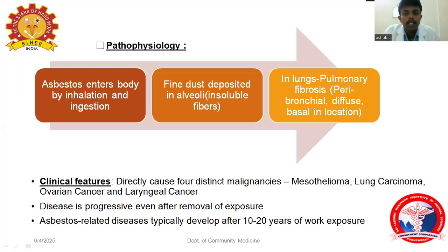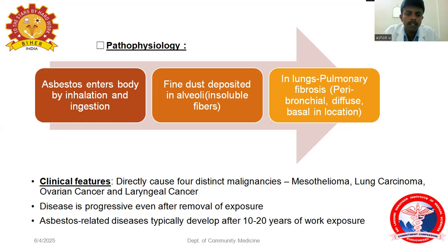The pathophysiology of asbestosis: asbestos initially enters the body by inhalation and ingestion, and because of its very fine dust, it is deposited in the alveoli as insoluble fibers. In the lungs, it can further lead to pulmonary fibrosis, which is bilateral, diffuse, and basal.